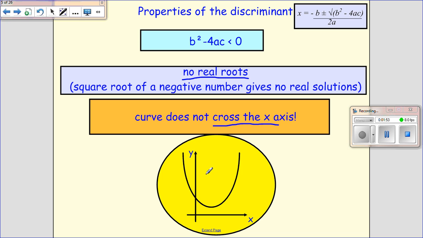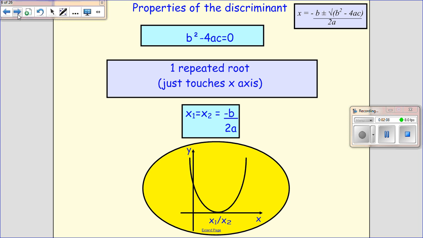So it's sort of floating in the air. And if we had the case of the minus a, it would be floating in the air down here, but it mustn't cross the x-axis. So if b squared minus 4ac is negative, we have no real roots.